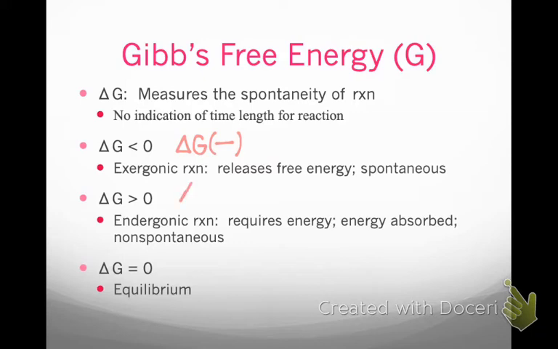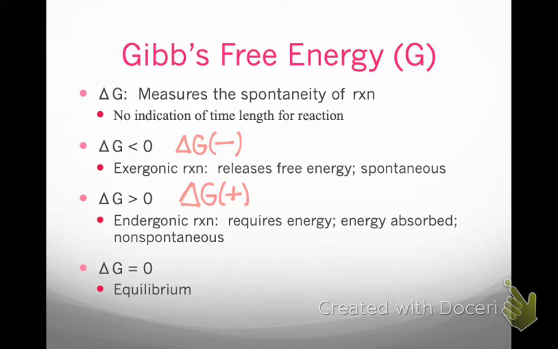When delta G is greater than 0, or a positive value, we call this endergonic, and endergonic means that it requires energy. Just like an endothermic reaction is going to absorb heat into the system, endergonic is going to require energy to be absorbed into the system for the reaction to proceed. So we would call this a non-spontaneous reaction. So delta G that is positive is going to be non-spontaneous.